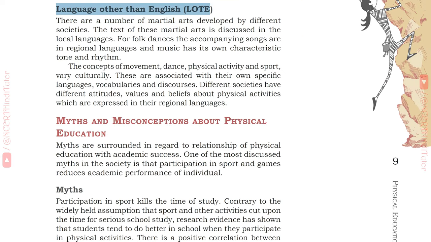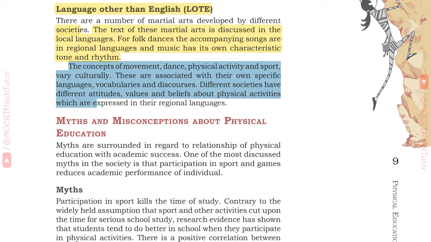Language other than English, LOTE. There are a number of martial arts developed by different societies. The texts of these martial arts are discussed in the local languages. For folk dances, the accompanying songs are in regional languages and music has its own characteristic tone and rhythm. The concepts of movement, dance, physical activity and sport vary culturally. These are associated with their own specific languages, vocabularies and discourses. Different societies have different attitudes, values and beliefs about physical activities which are expressed in their regional languages.